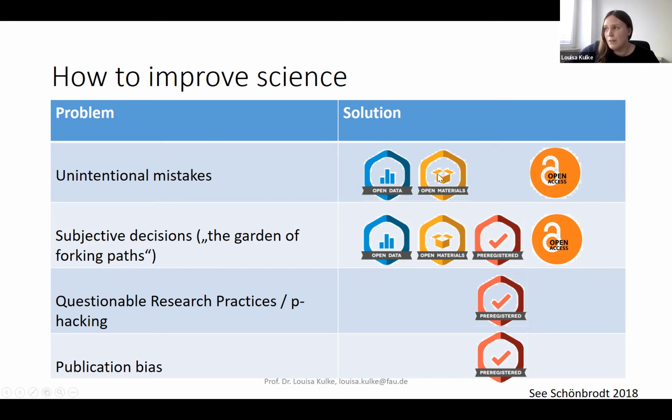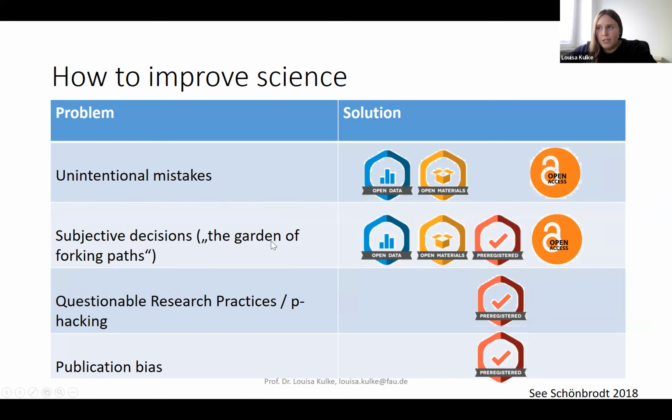That's useful. You can share your materials openly, so people can check it and say, but hang on, you used this kind of stimulus, you should have used a different one. And you can also make your papers openly accessible, because the more people that read it, the more people might be able to find an error, for example, so unintentional mistakes.